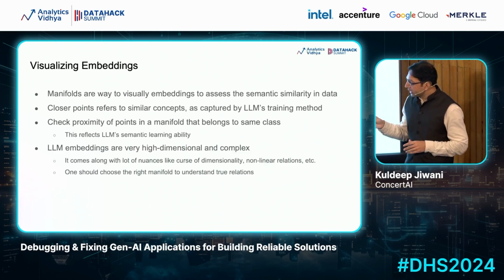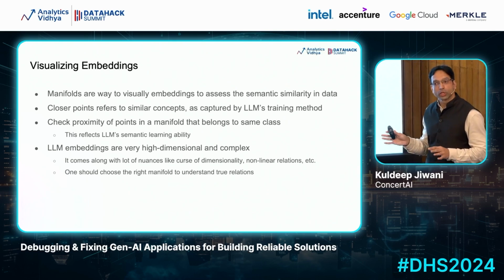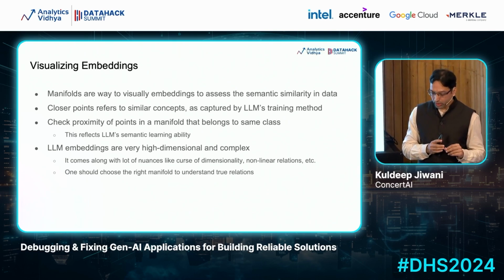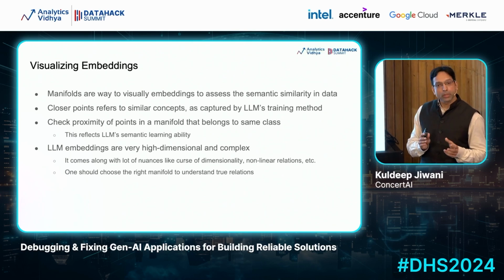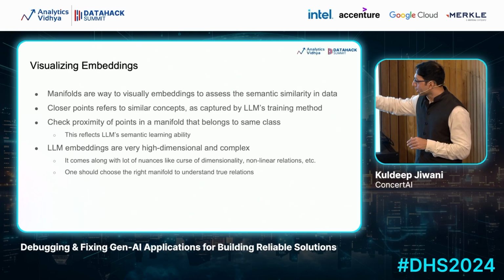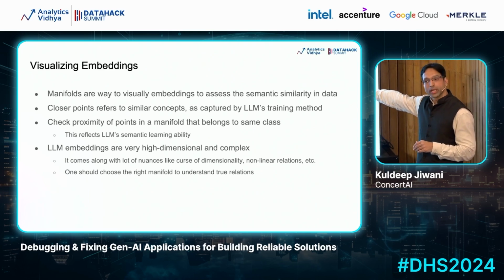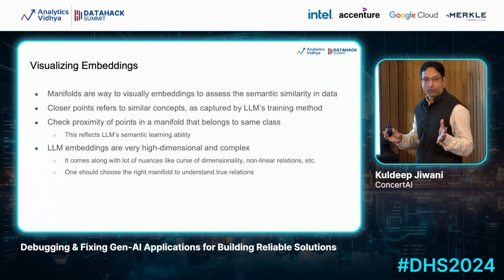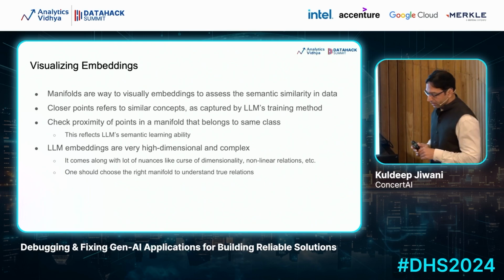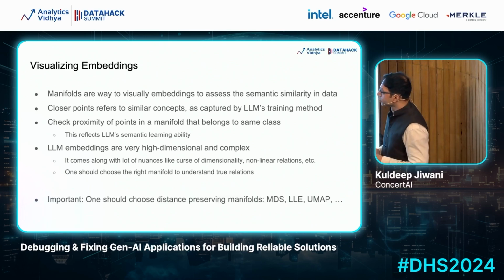Again, I was telling you, these are very high-dimensional complex vectors, right? There is lots of math behind to tell you what's working and what's not. So I would say, take it with a pinch of salt, as there are some things which will not work well, like the curse of dimensionality, non-linear relations. I can't explain all of them, but everything is not perfect. So you need to choose the right embedding model to see the relations. I'll give you some pointers on what to choose.